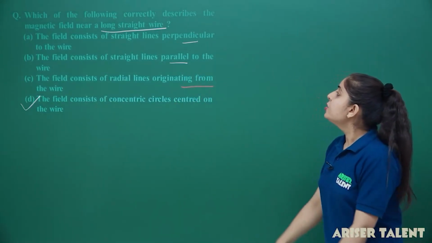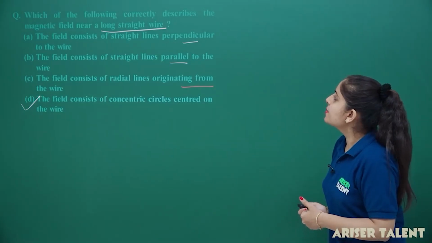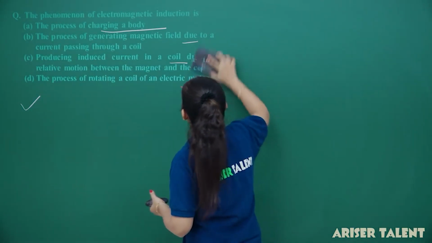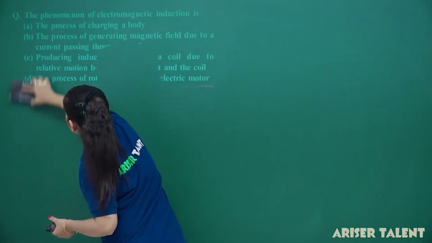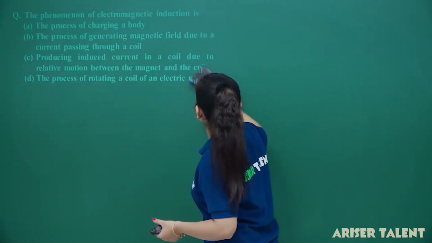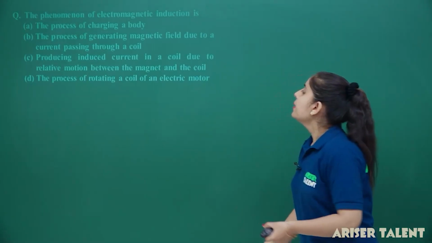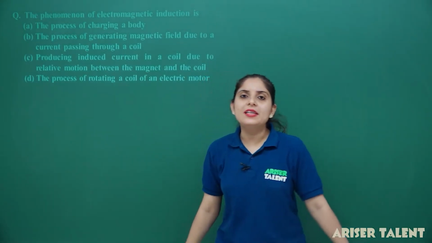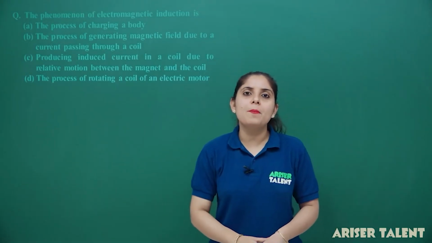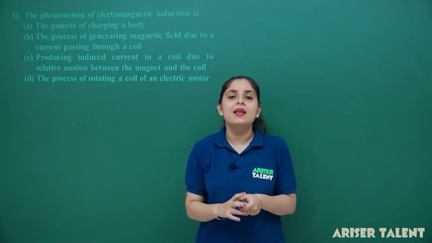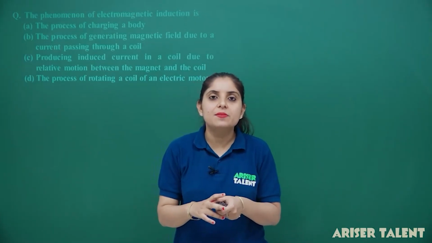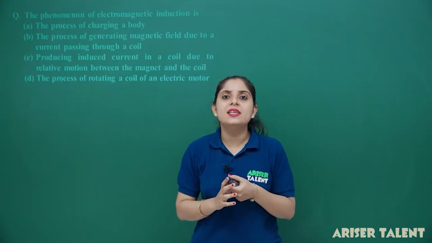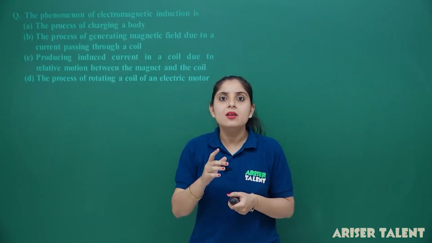Now let's move to the next question in this sequence. The phenomenon of electromagnetic induction is. So what is electromagnetic induction? This topic we have discussed in our chapter: electromagnetic induction is basically a process in which, when the magnetic flux linked with the coil changes, there will be an induced EMF in the circuit.